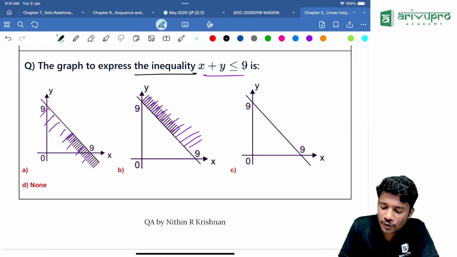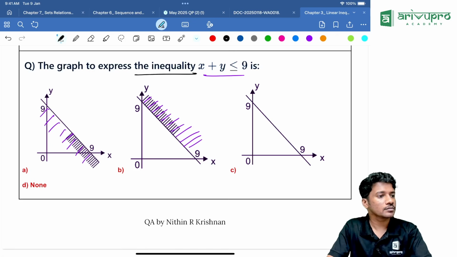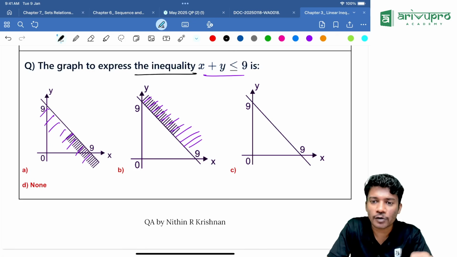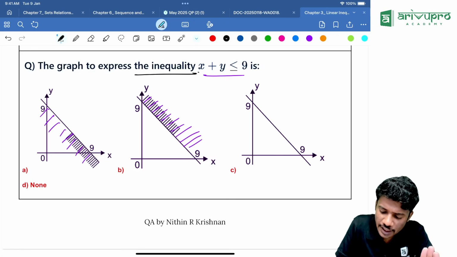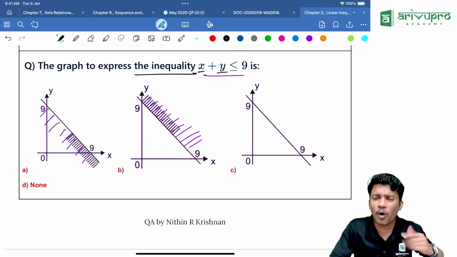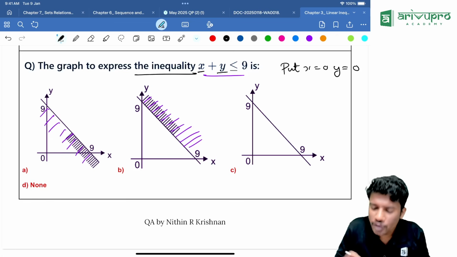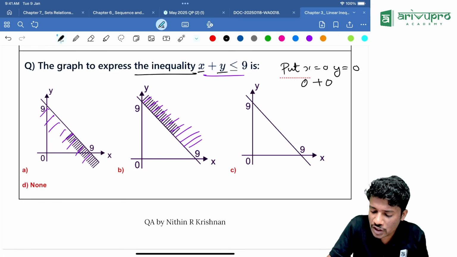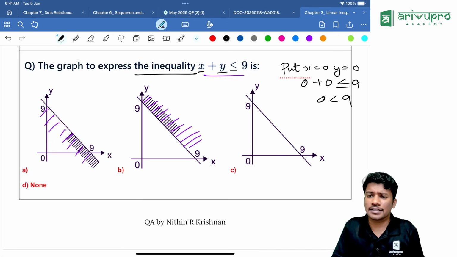Now the next question. The graph of the inequality x plus y less than or equal to 9 is what? Tell me. Is the graph correct? Yes. Since the signs of x and y are the same, the graph is correct. Then what are they telling? What is the assumption we are going to take? Assume the origin. Put x is equal to 0, y is equal to 0. That means 0 plus 0 less than or equal to 9. Is that possible? 0 is less than or equal to 9. Yes, we can take that.